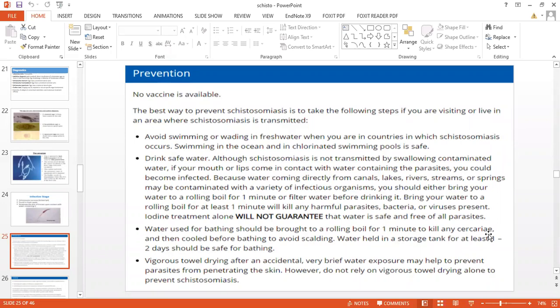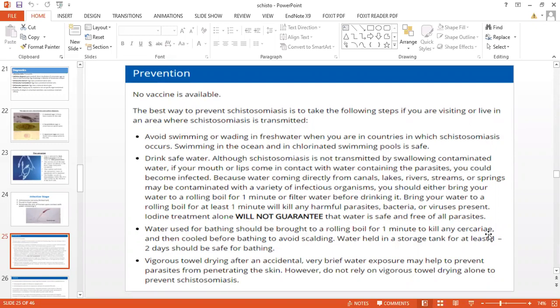You should either bring your water to a rolling boil for 1 minute or filter water before drinking it. Bringing your water to a rolling boil for at least 1 minute will kill any harmful parasites, bacteria, or viruses present, while iodine treatment wouldn't guarantee its safety. Water used for bathing should also be brought to a rolling boil for 1 minute to kill any Cercaria and then cooled before bathing to avoid scalding. Water held in a storage tank for at least 2 days is safe for bathing.